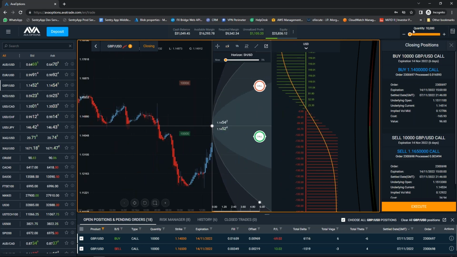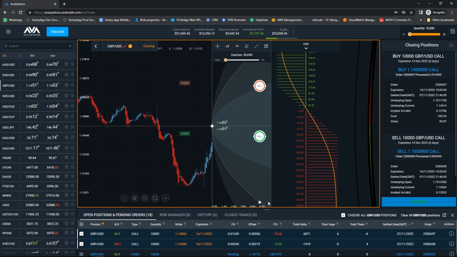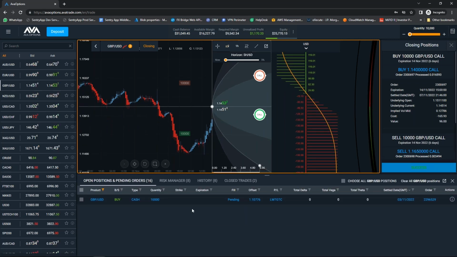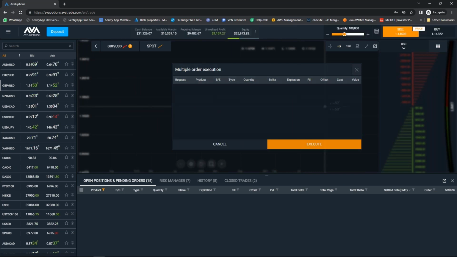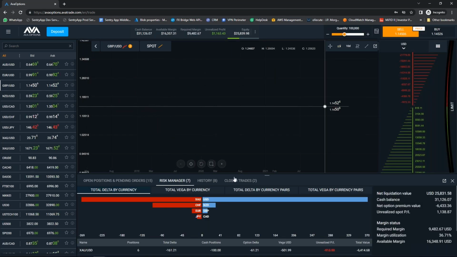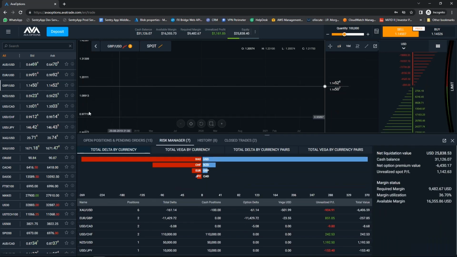If I want to close this position, they're here ready to execute. Click execute, and they're both closed, and they will both disappear from our open positions. This is a pending order, which we did not close. We can do that as well. Close a pending order, closed. Now we have no positions left in the pound against the dollar.